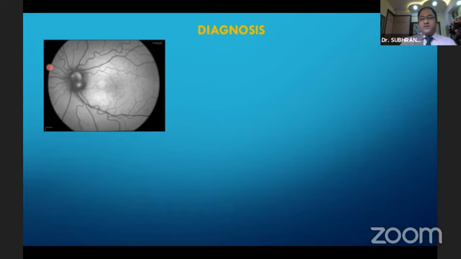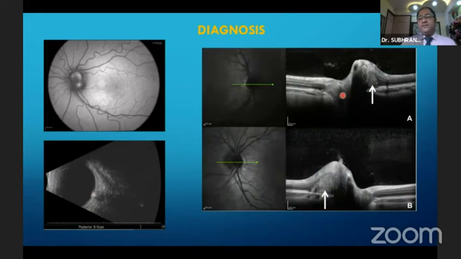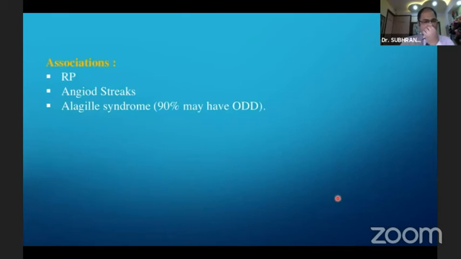You can do a fundus autofluorescence. You can actually do an ultrasound where, in low-gain settings, we can pick up the calcification of the optic nerve. And the OCT, which Dr. Roy will be speaking about in detail, is also a very important marker to study the serial progression.